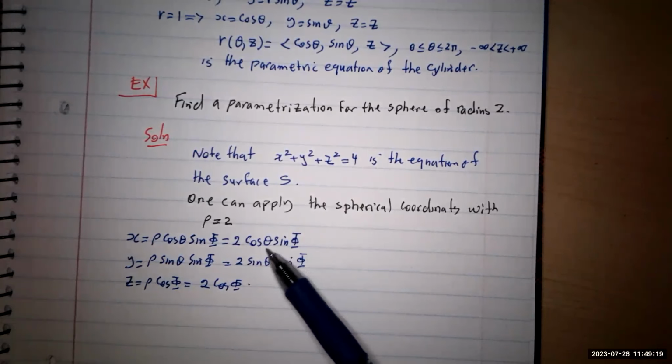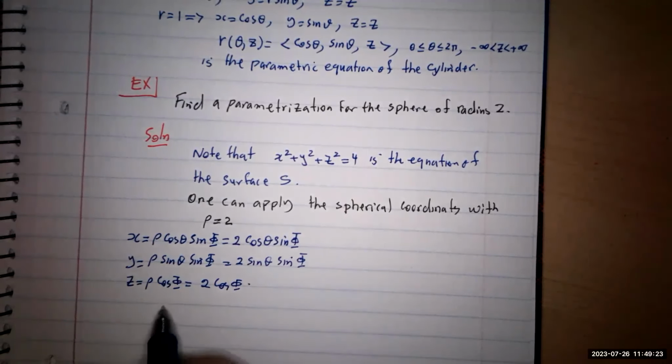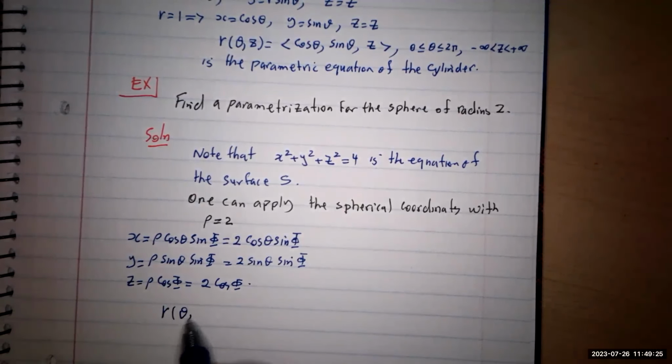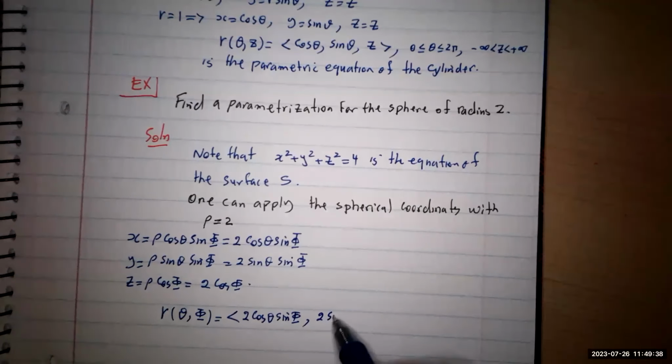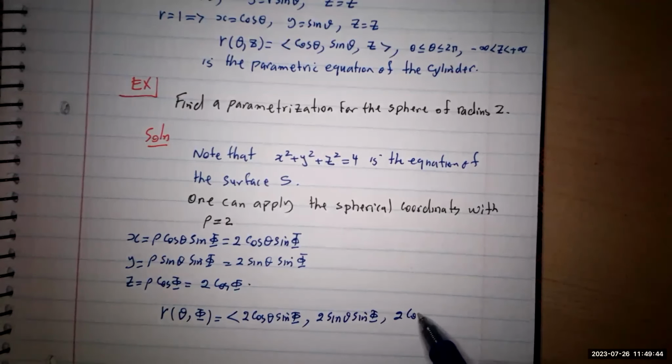Your parameters are going to be theta and phi. So this is your equation. r of theta and phi is going to be, this is it. Your x would be 2 cosine of theta sine of phi. Your y would be 2 sine of theta sine of phi. And your z is 2 cosine of phi.